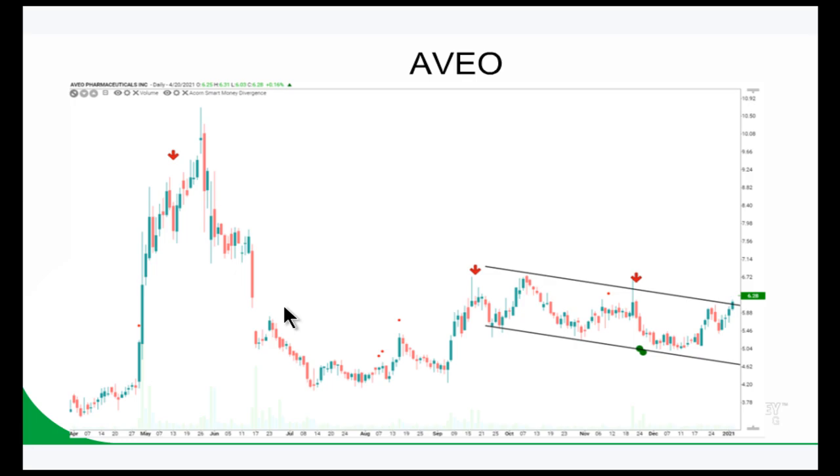AVEO is another one, a real trade that we did. Again, I want to put some of these things we talked about in perspective. If you take a look at AVEO, we've got a very similar kind of pattern that we saw in high yield bonds. It's a downward channel that was breaking to the upside, breaking through the trend line. So there's our entry point, right there around $6.28.